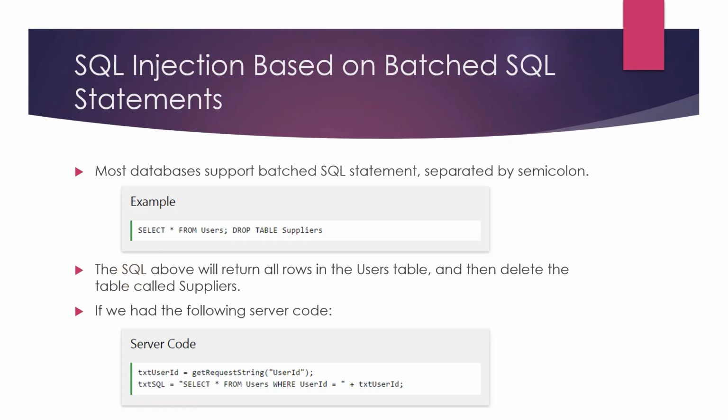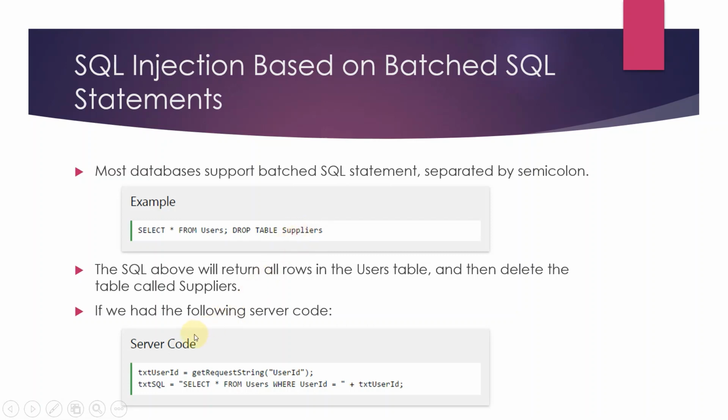Most databases support batch SQL statements separated by a semicolon. So you can have multiple queries or SQL commands, you just have to separate them with a semicolon. The SQL above will return all rows in the users table and then delete the table called suppliers. All right, DROP TABLE suppliers would delete the entire table defined here.